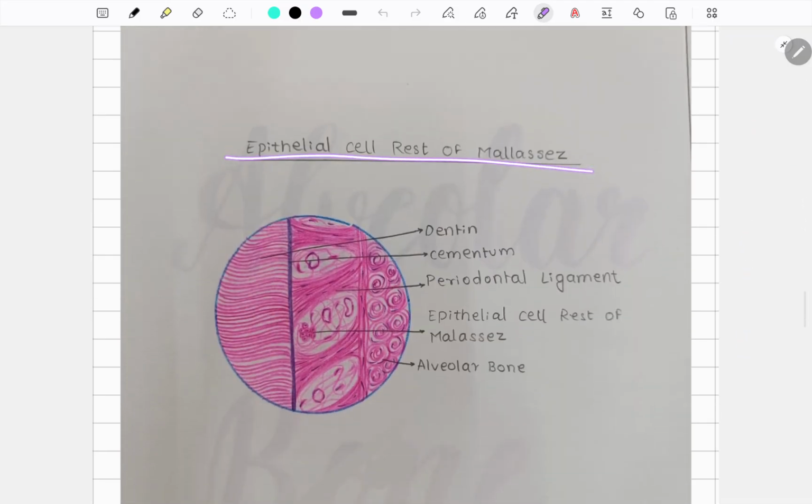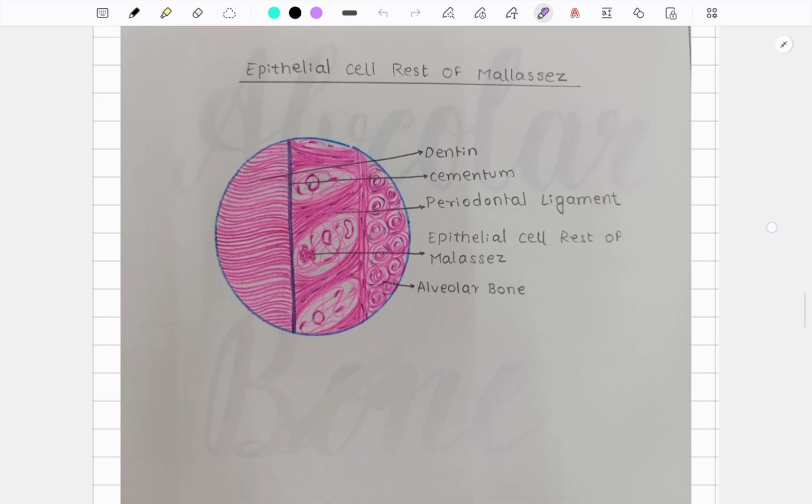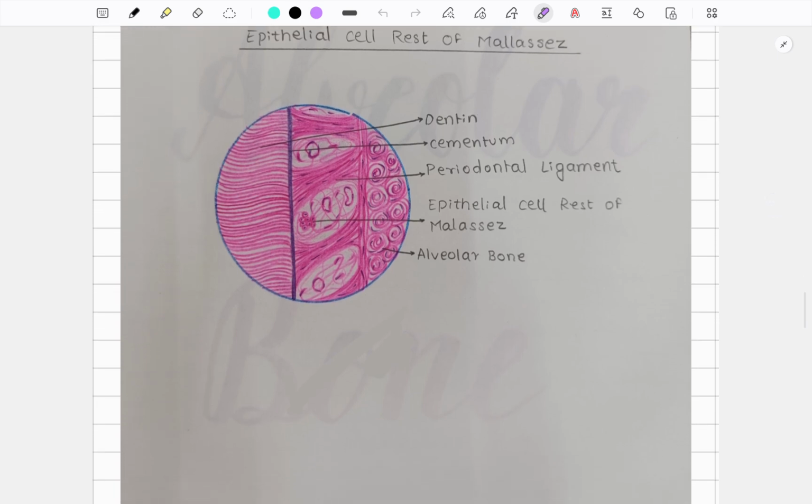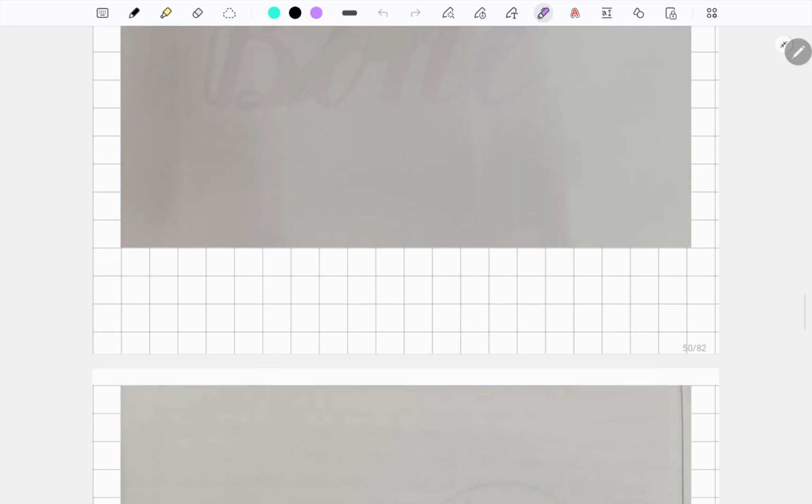Moving on to next, epithelial cell rest of Malassez. So the epithelial cell rests of Malassez are the residual epithelial cells from the Hertwig's epithelial root sheath located in the PDL, often forming clusters or strands. As over here you can see, these are in clusters.